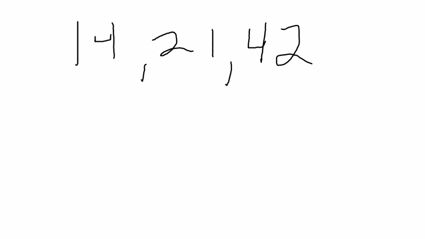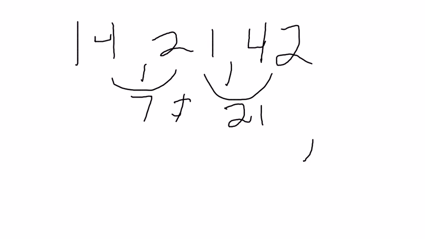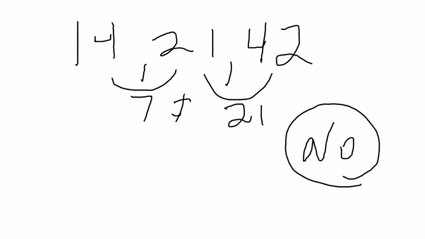We got number 1. Is this sequence arithmetic? And if so, identify the common difference. So the common difference would be the difference between any two of the consecutive numbers. So let's take the first two numbers, 14 and 21. What's the difference? Well, the difference is 7. Let's take 21, 42. What's the difference? Well, the difference is 21. Okay, so those are not the same. 7 does not equal 21, so the answer is just no. It is not an arithmetic sequence, and that's it.